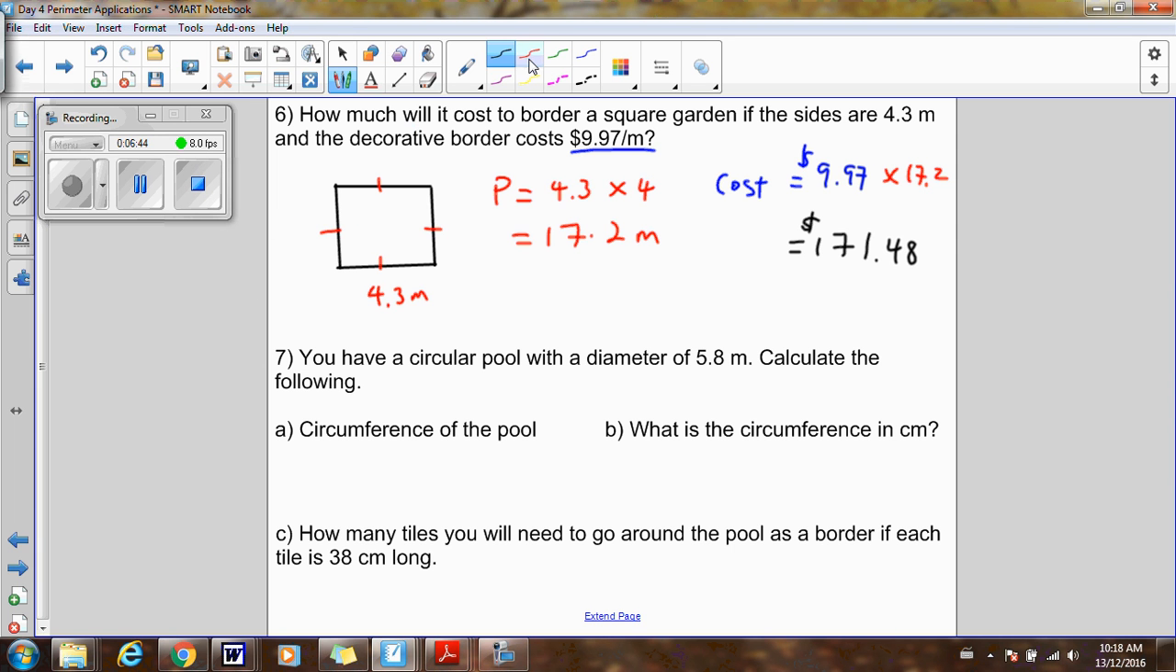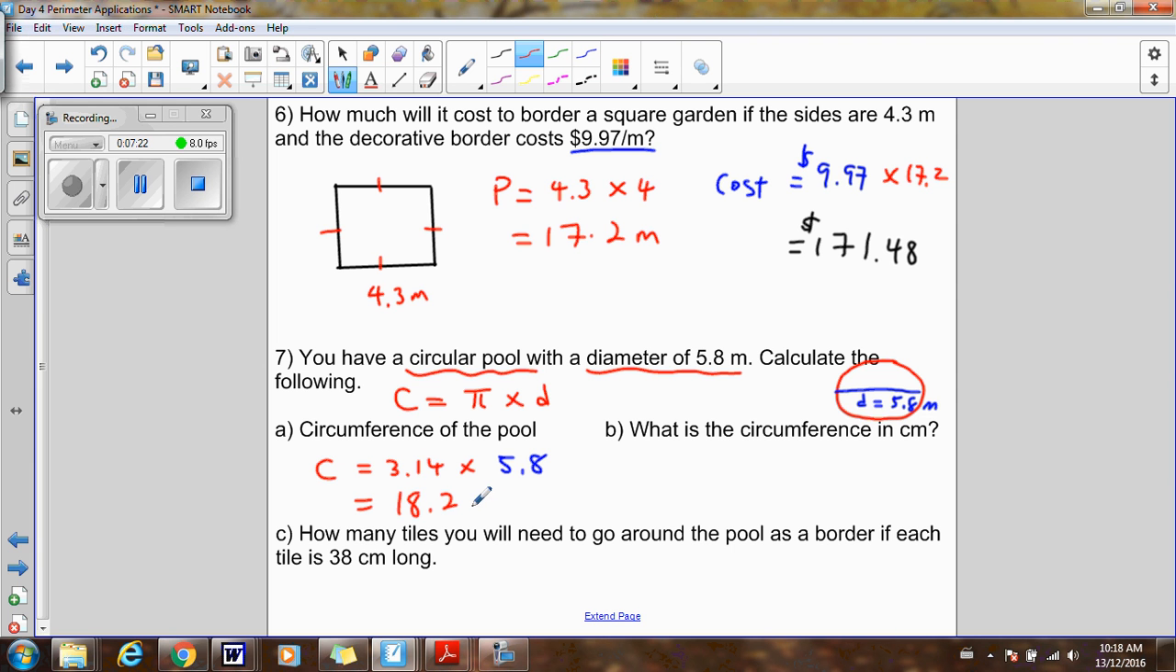Okay, here's the last question. The last question deals with a circular pool with a diameter of 5.8 meters. Now, you do need to remember how to calculate the circumference of a circle. Remember, that's pi multiplied by the diameter. So what we have here, I'm going to draw a picture here to help you understand this a little bit better. So the diameter is this length here. That's equal to 5.8 meters. So to find the circumference of the pool, we'll just use the formula. Remember, pi is 3.14 multiplied by the diameter, which is 5.8. And if you do that, you're going to get the answer 18.2 meters.